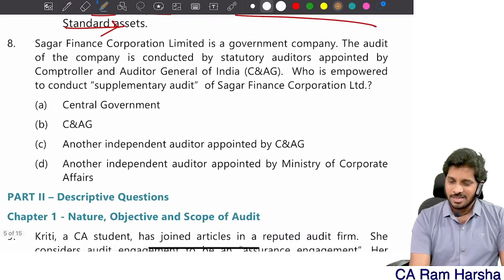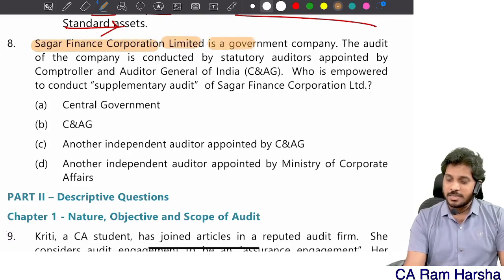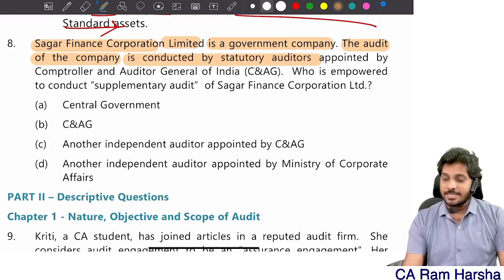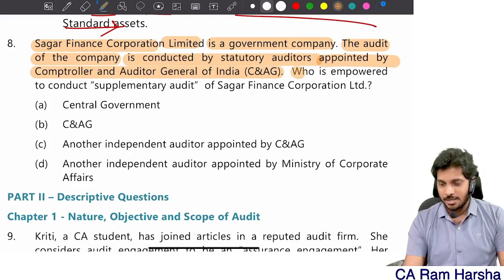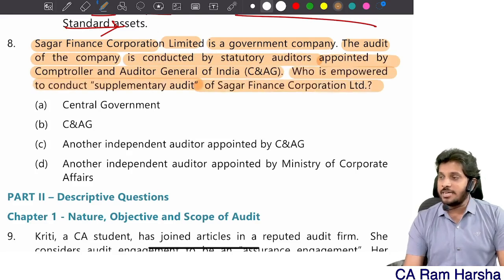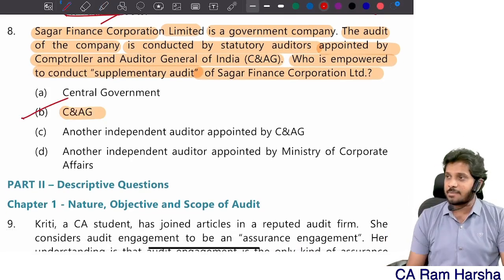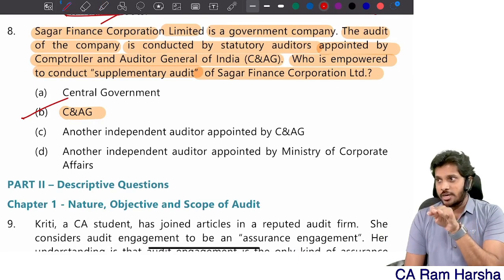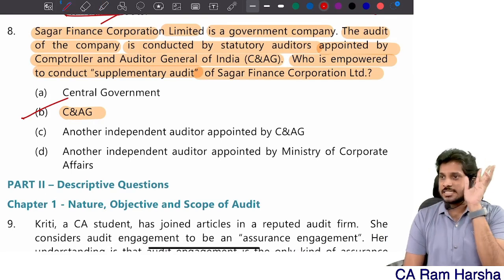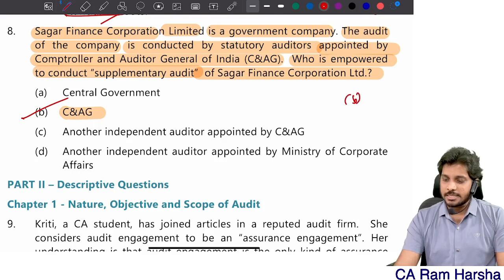Next, Sagar Finance Corporation Limited is a government company. The audit of the company is conducted by statutory auditors who are appointed by C&AG, who is empowered to conduct supplementary audit. C&AG only. C&AG has the right to conduct supplementary audit and the right to conduct test audit. Section 143 subsection 6 and 7. Getting it? The answer is B.